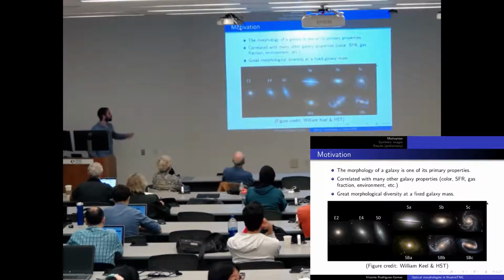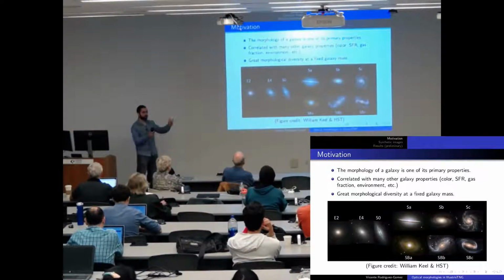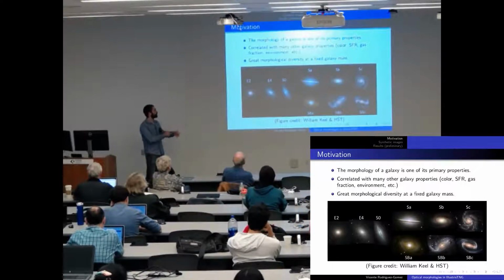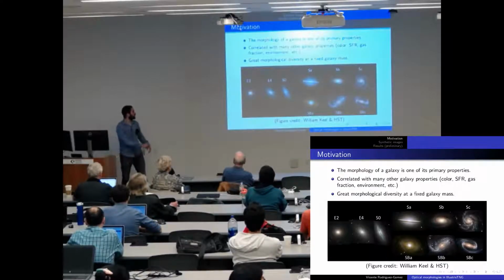As we know, the morphology of a galaxy is one of its primary properties. It correlates with color, star formation, gas fraction, environment, sizes, etc. And it's interesting that at a fixed stellar mass there is a great diversity. This is just a pretty picture I found online.